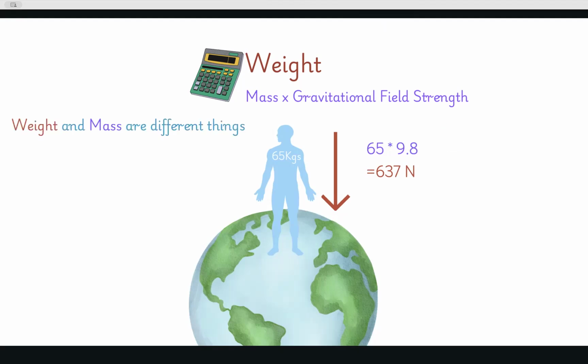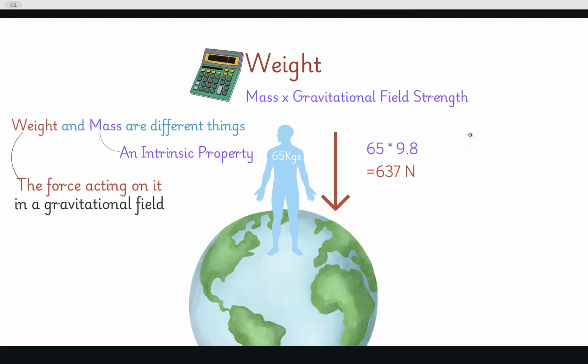It's really, really important that we understand the difference between weight and mass. Normally we say that we weigh 65 kilograms, but technically we should say that our mass is 65 kilograms, because weight is the force acting due to the gravitational field strength. So if we stood on the Moon, we would have a different weight to standing on the Earth.